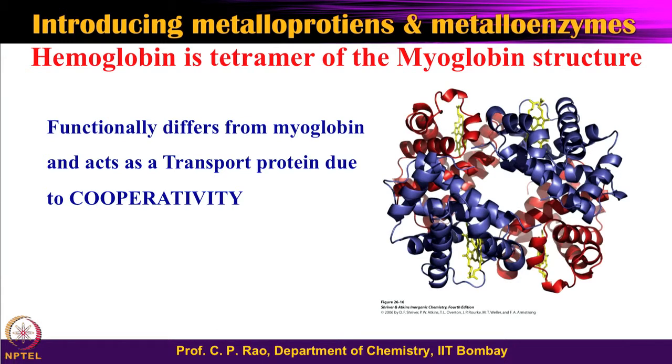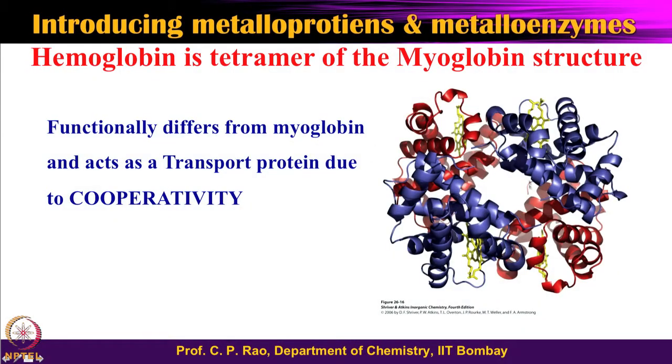This looks very interesting, isn't it? How come one unit of the protein is just a storage, and 4 such units joined together are transport? There is something called cooperativity. That means these 4 units which are joined together do not behave as independent or individual units, rather they jointly work as a cooperative unit. So, it is this cooperativity which brings in the transport property for hemoglobin and storage property for myoglobin. The storage versus transport we are going to discuss and debate in the next several slides.